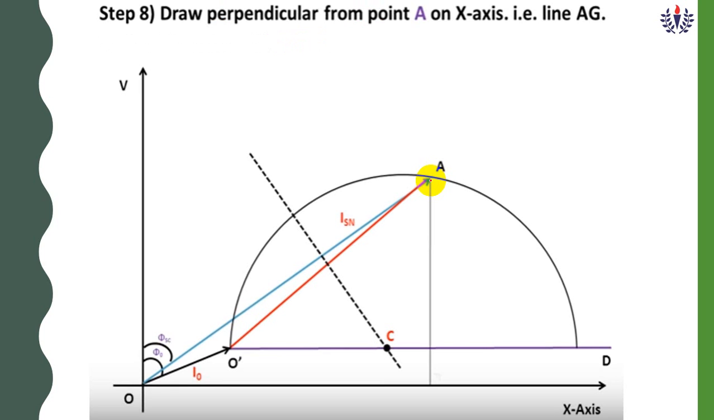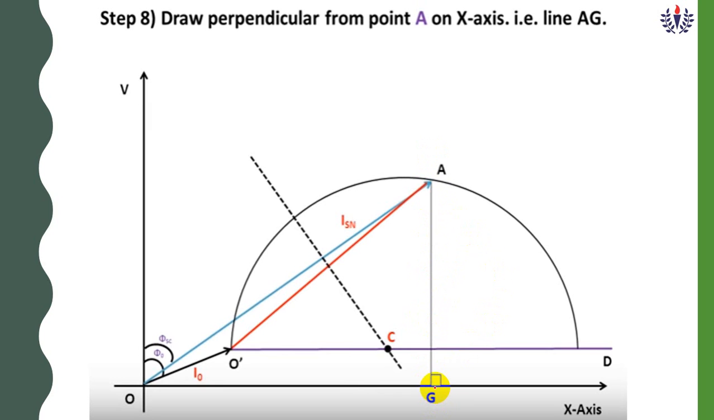Then from A, once the circle touches this point A, mark it as the center and draw a perpendicular line down to the x-axis. It should be a straight line. Once this perpendicular line touches the x-axis, mark that point as G. This line will be A to G.